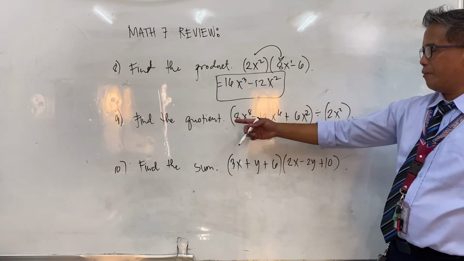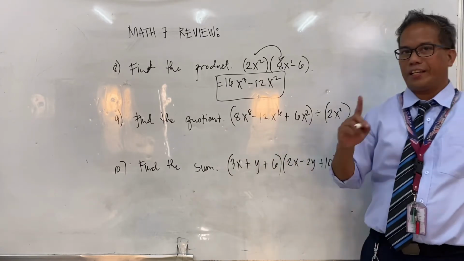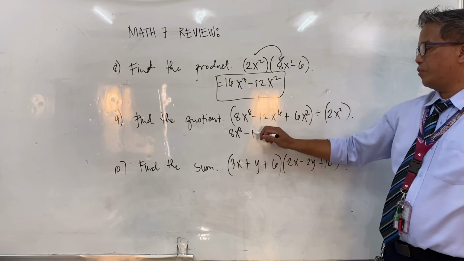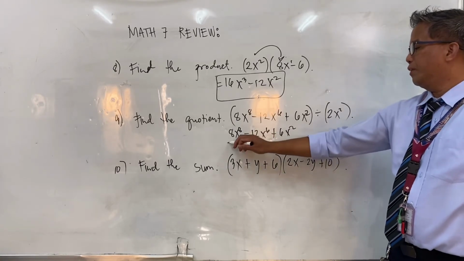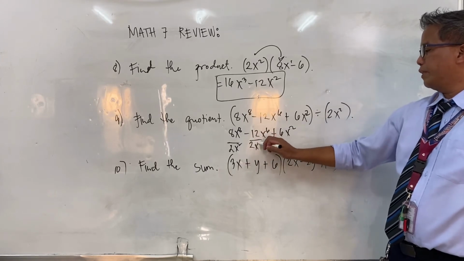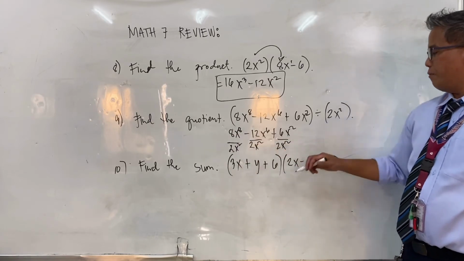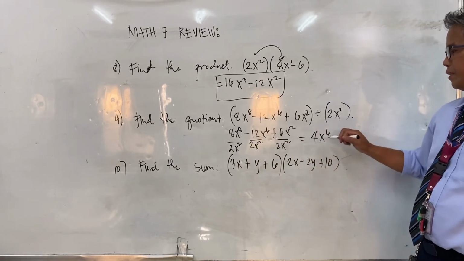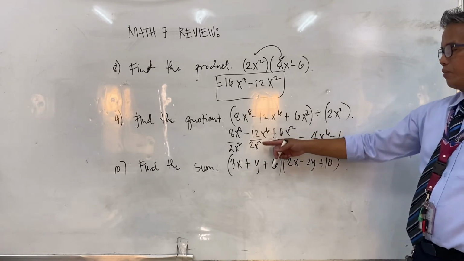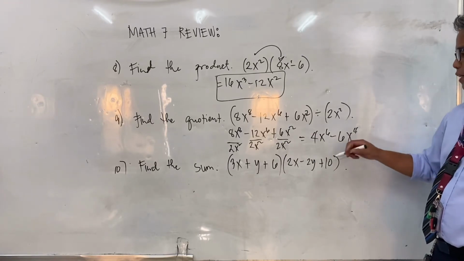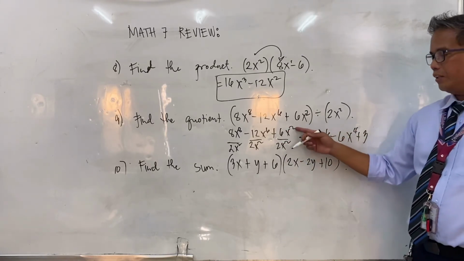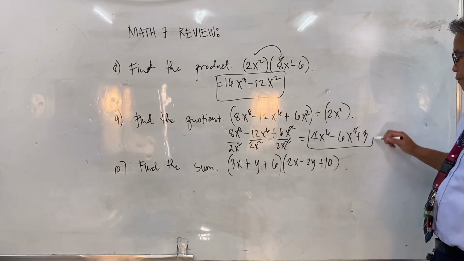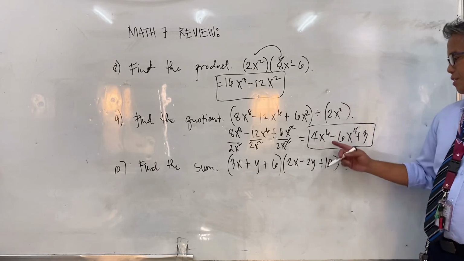Now, how about this? Find the quotient, number 9. Since this is written in horizontal form, we can write this as 8x raised to 8 minus 12x raised to 6 plus 6x squared all over 2x squared. So 8 divided by 2 is how many? We have now 4. 8 minus 2 is equal to 6, so x raised to 6. Minus 12 divided by 2 equals 6, then 6 minus 2 equals 4, so x raised to 4. Then 6 divided by 2 equals 3, then 2 minus 2 equals 0, so that will become 1. So just leave it as constant, 3. So the final answer now will be 4x raised to 6 minus 6x raised to 4 plus 3.